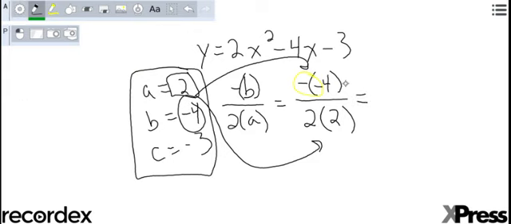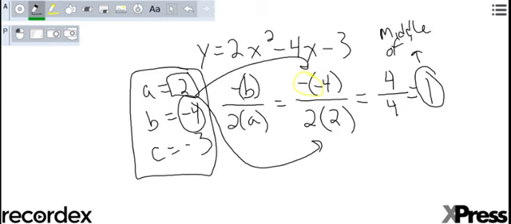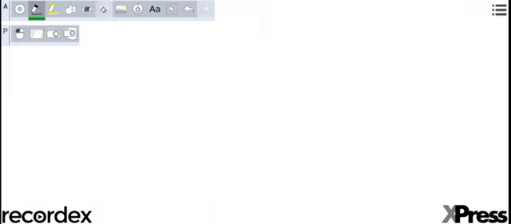So when I simplify this, I get a positive 4 over 4, which is 1. That's the number I need for my table. That goes in the middle of the table. So keep that in mind. Now I'm going to erase all this so I can switch back to the other screen. But remember, this is the middle. I don't need to plug it in at this point. I can use the table to do that for me. So I know I'm putting a 1 in the middle.